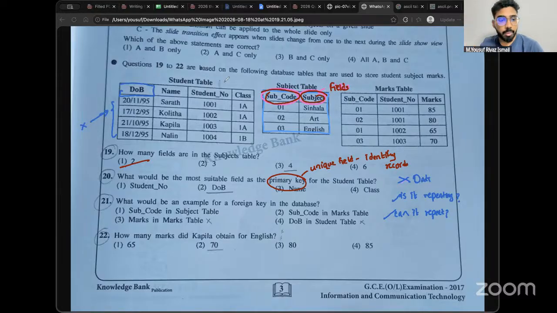Now, this is talking about a student's marks regarding database. The students table has all the students who are registered in our school. So practically, in a school, can there be two students with the same date of birth? Yes or no? What do you mean by no?